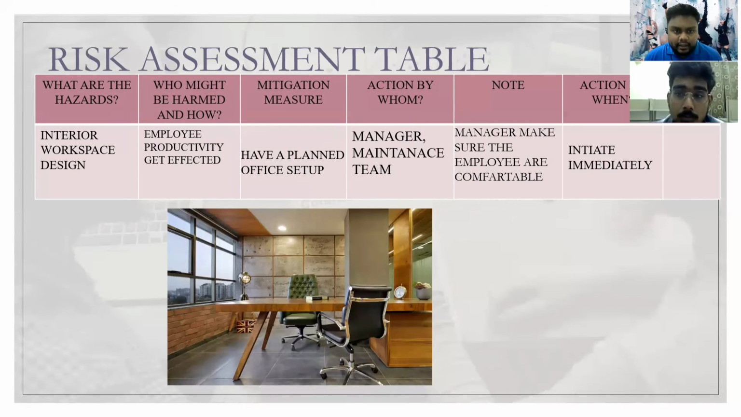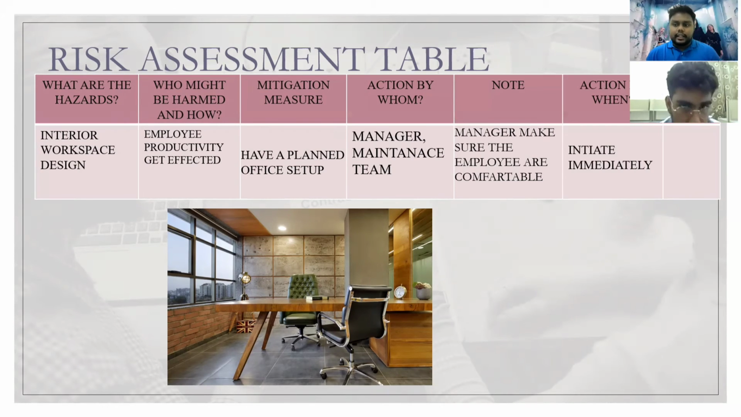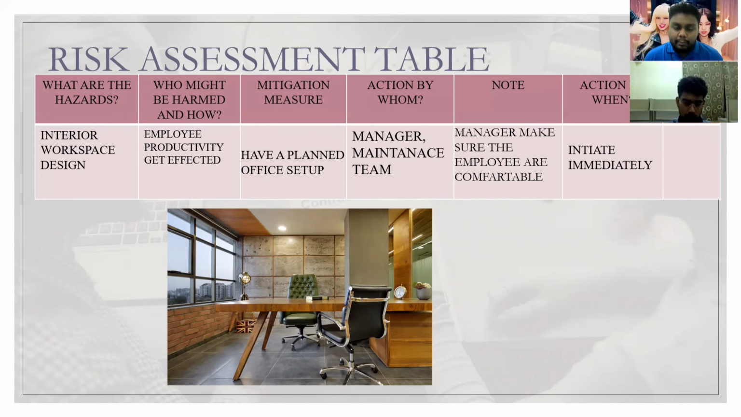So the next one is interior workspace design. This might look like a small problem, but at the same time, it is a big problem. Who might be harmed? Employee productivity gets affected. If the interior design is too blunt, it can cause stress. It can cause our employees to not work hard. The mitigation measure is to have a planned office setup. If we set up our office with a good plan, a great environment will be created in the building. So action by whom?